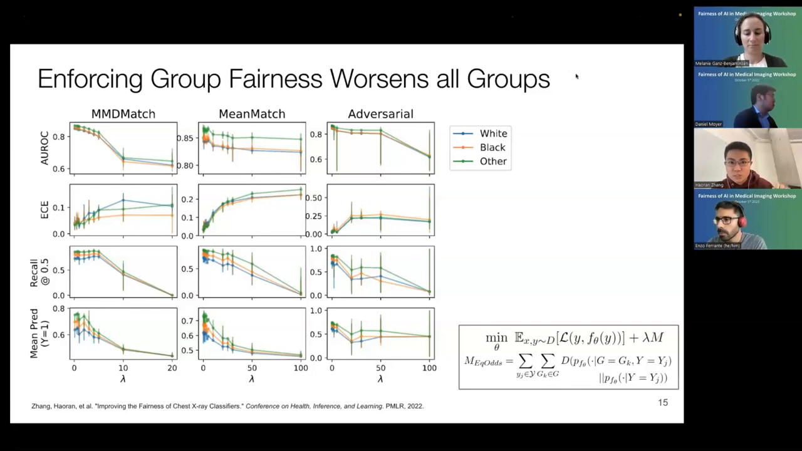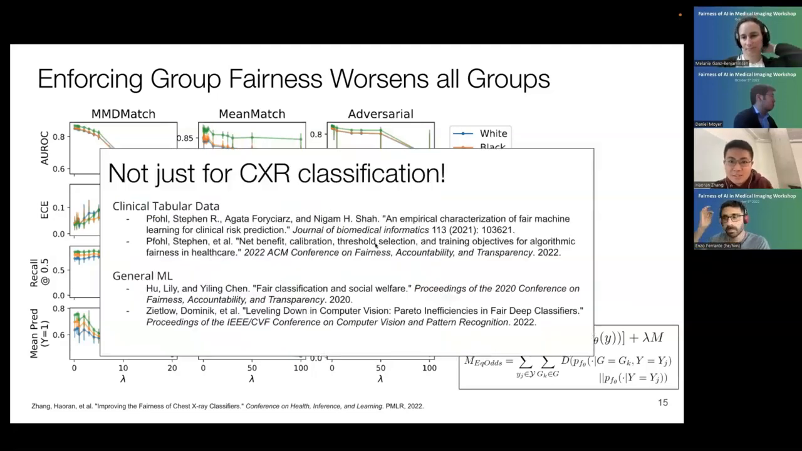So group fairness worsens performance for all groups, or at least it does not improve performance for any group. Perhaps this is surprising, and you don't buy this for a second, but there's actually a ton of prior work on this in other fields. For example, in clinical tabular data, and also for generalized ML, it has been shown that essentially enforcing group fairness, equalized odds, worsens all groups.